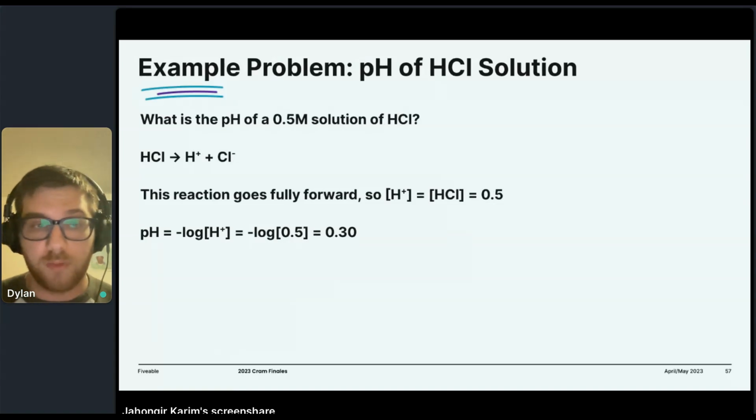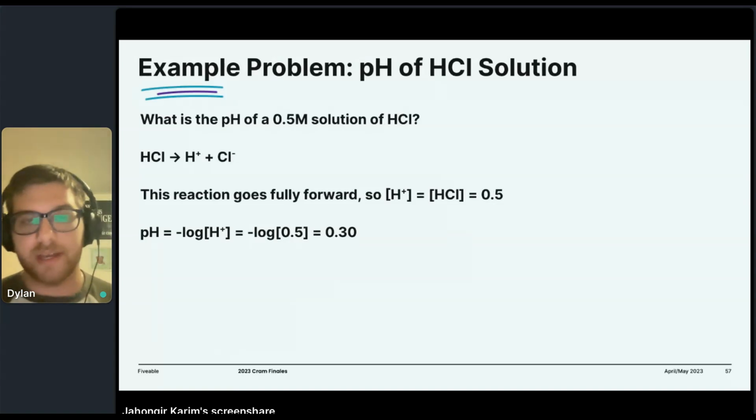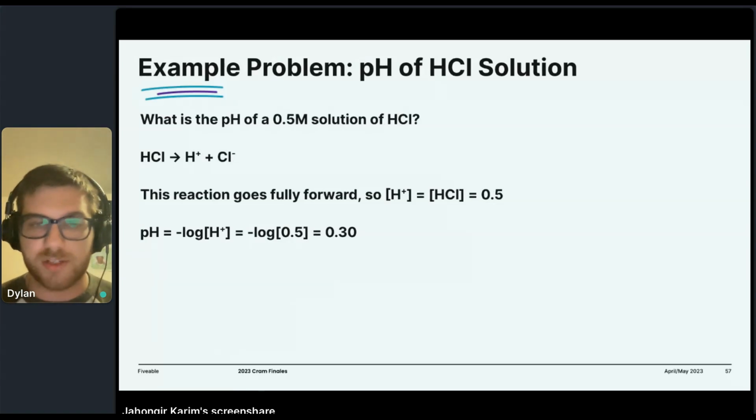Now, using our formula for pH, we know that pH is the negative log of [H+], which is the negative log of 0.5. Plug that into a calculator. You can't do that by hand. And you get a pH of 0.3.